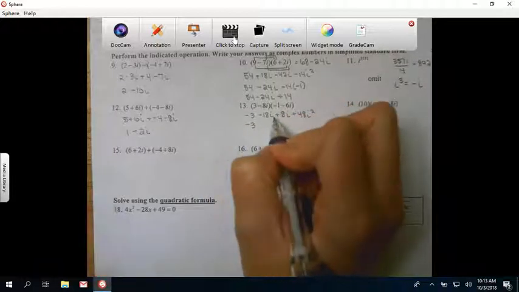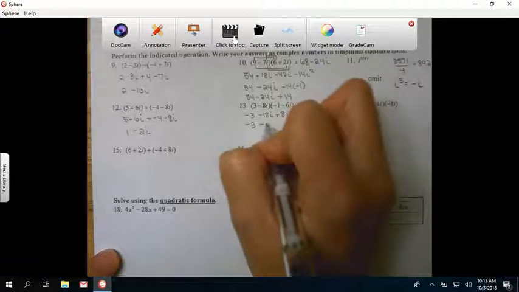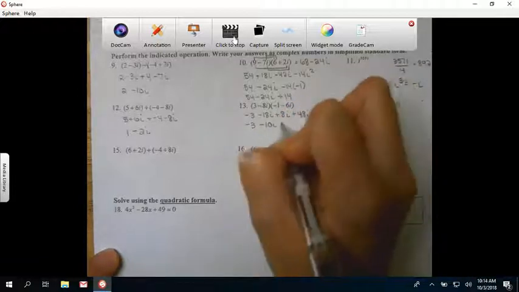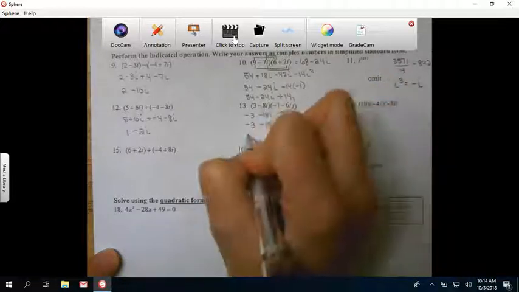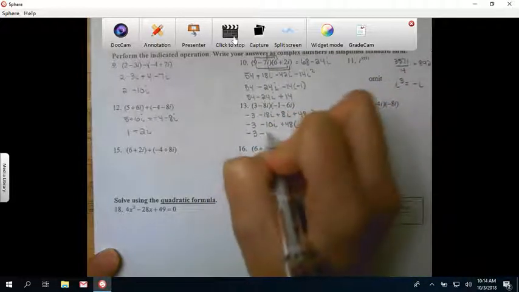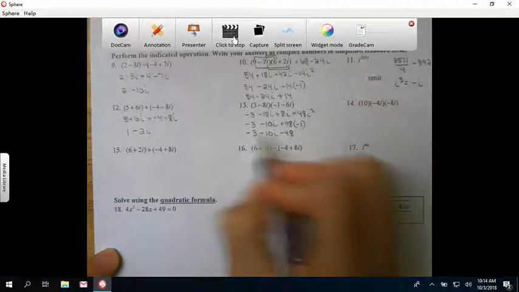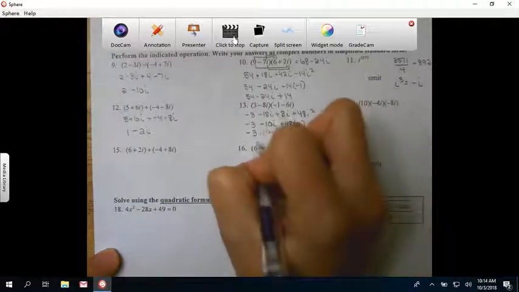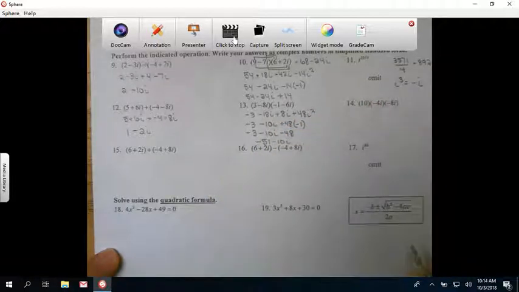So let's combine our like terms. I have a -18i, and then I'm going to go ahead and add 8i, so I have a -10i. And then I need to replace this i squared with a -1. So -3 minus 10i minus 48. So the last thing I'm going to do is combine my constants. So I have -51 minus 10i.